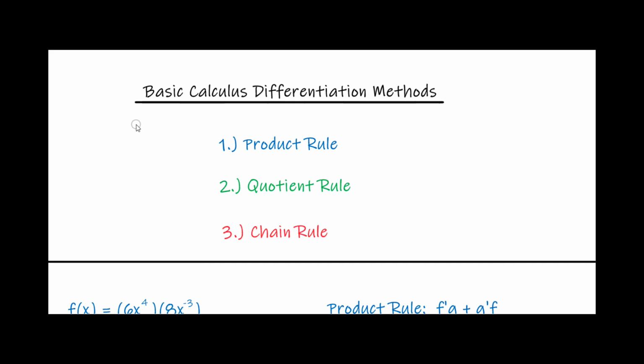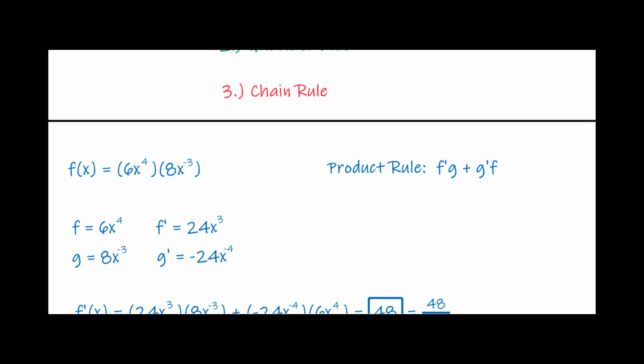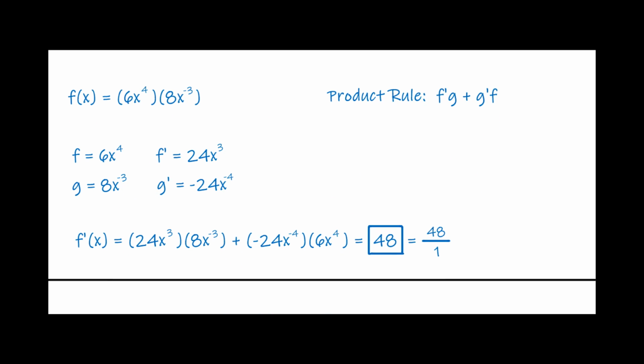Basic calculus differentiation methods: product rule, quotient rule, and chain rule. The first problem involves a function using the product rule for differentiation. This includes one quantity multiplied times another quantity.